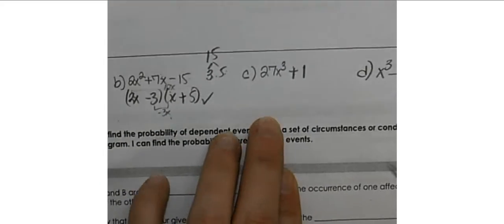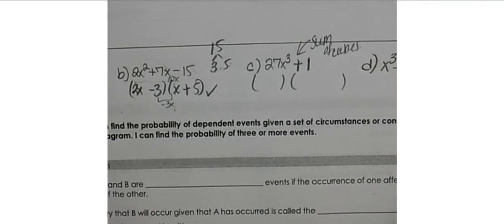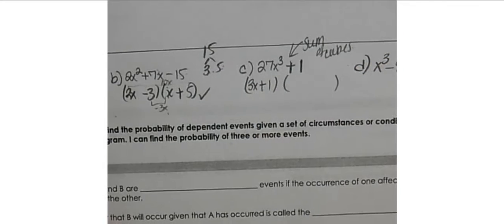Letter C, this is called a sum of cubes. And in a sum of cubes, we factor this by taking the cube root of our first term, and that's going to go into our first parentheses, which is a binomial. So that's going to be the cube root of 27x cubed, which is 3x, and the cube root of a positive 1 is also a plus 1.